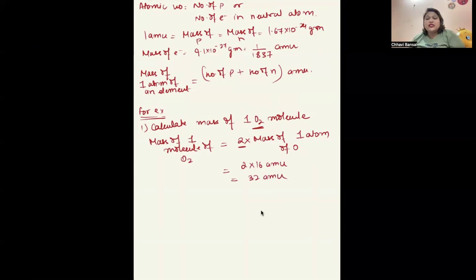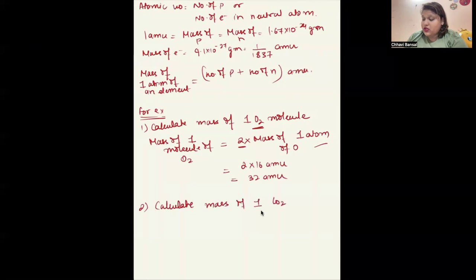Now it has become very easy because I know the number of protons, I know the number of neutrons. If I know that, I know the mass of one atom of the element. And if I know the molecule formula or the formula of a compound, I can calculate the mass of that molecule or that compound also, right? Now this is for one oxygen molecule. Let's do it for mass of one CO2 molecule.